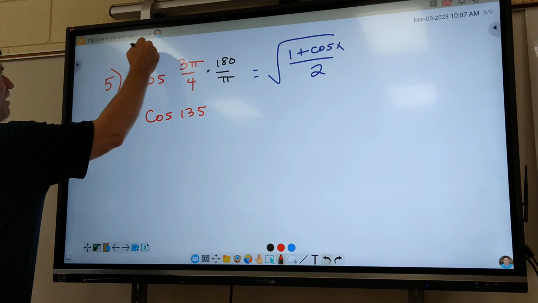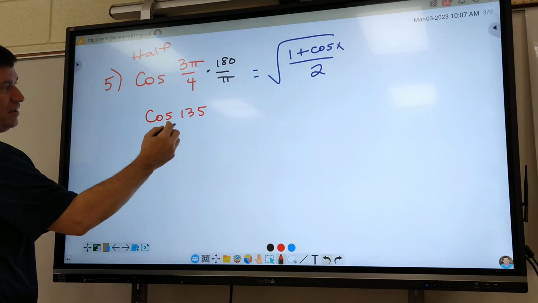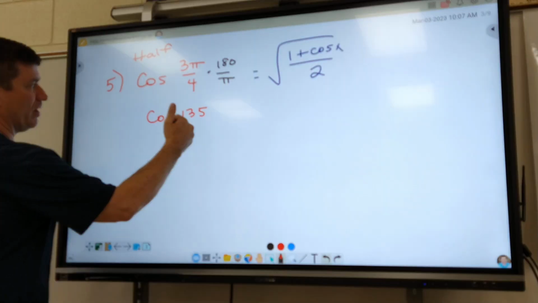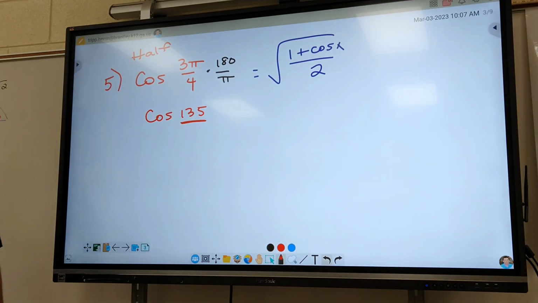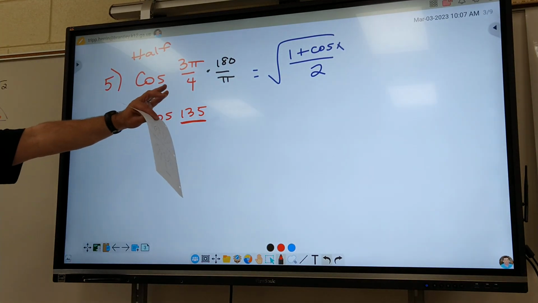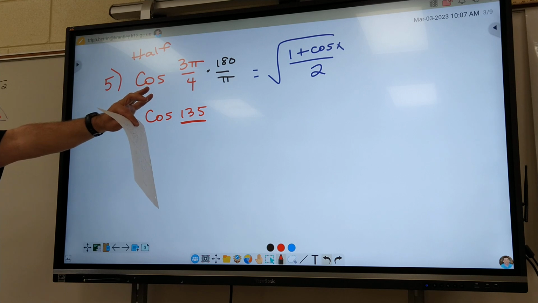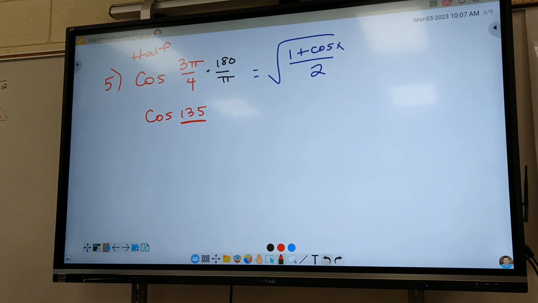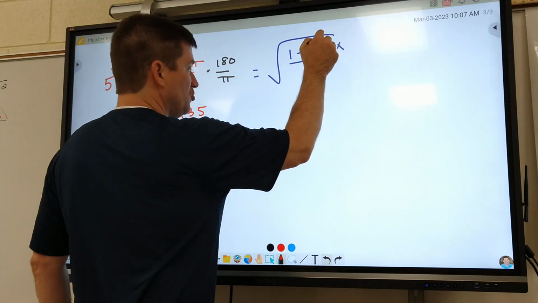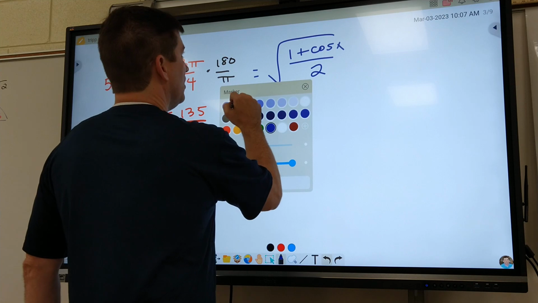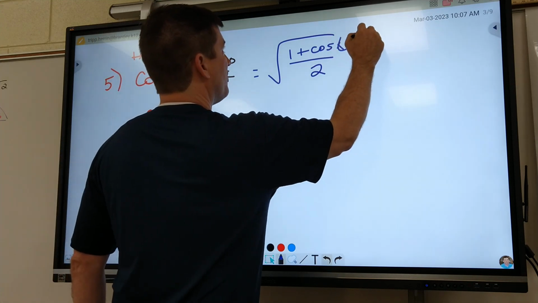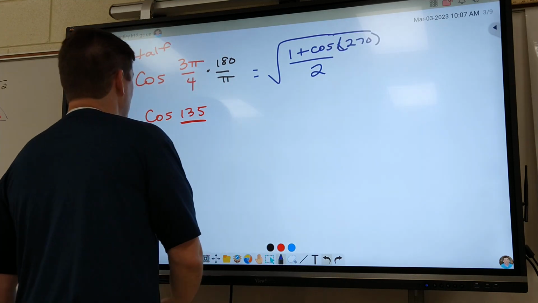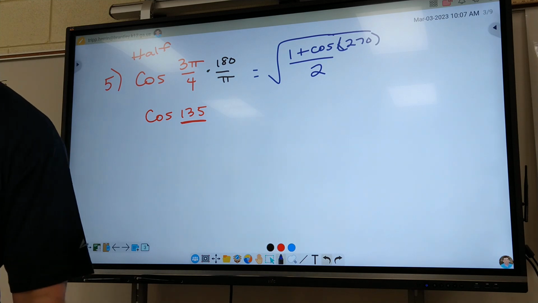This is a half angle formula. The way I like to think of it, this is only half of what you need to plug in. So how do you get the full angle? You double it or you times it by 2. Somebody times that for me by 2. 135 times 2 is 270. So I'm going to plug in 270 right here. Cosine of 270, that's what I plug in my calculator. That's how you do 5 and 6.